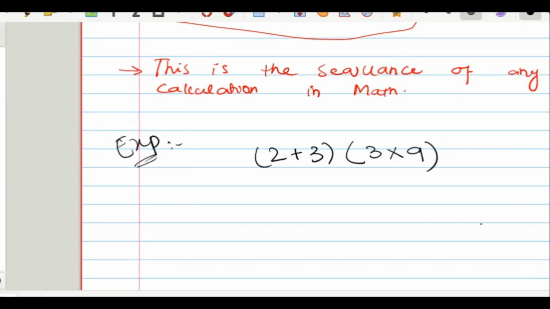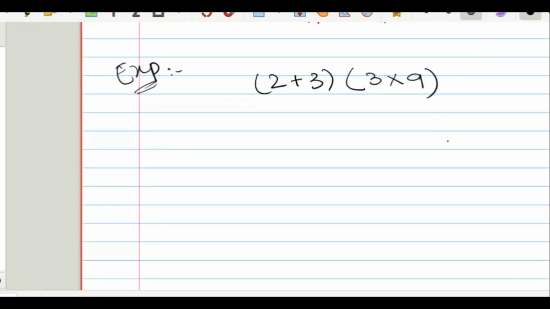Let me increase the size. Dear students, if you have a situation like this, this is the parentheses or brackets. Please note my pointer, my mouse pointer. I am also writing here with the blue pen. These things are called parentheses, and we can also say that these are brackets. So what does the rule actually say?